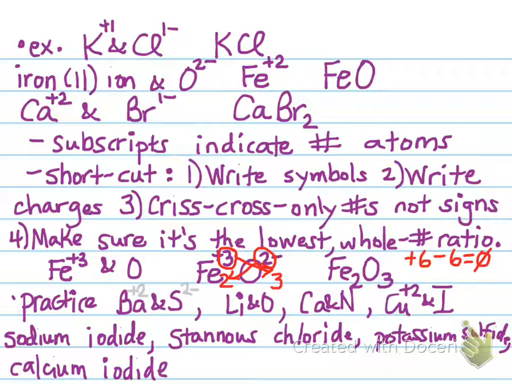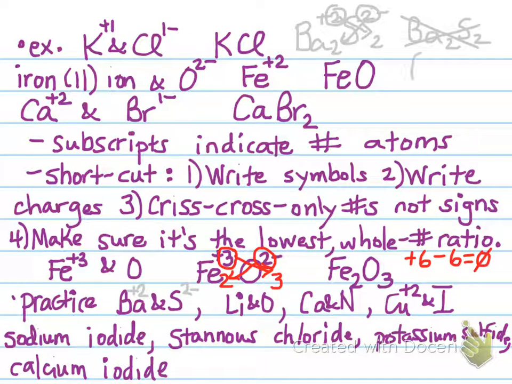So I have Ba +2, S -2. I crisscross down. I have Ba2S2, right? So I've done my symbols, my charges, my crisscross. Now I need to make sure it's lowest whole number ratio. Is Ba2S2 the lowest whole number ratio? Nope. So I should rewrite this as BaS.